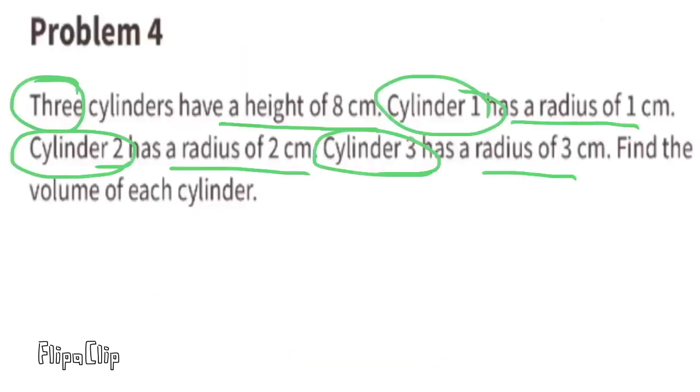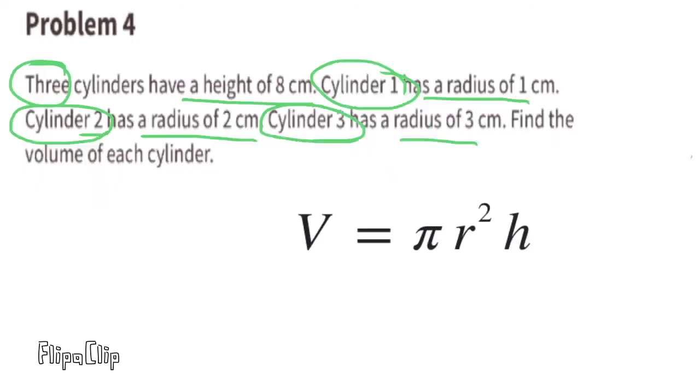Problem number 4. 3 cylinders have a height of 8 centimeters. Cylinder 1 has a radius of 1 centimeter. Cylinder 2 has a radius of 2 centimeters. And cylinder 3 has a radius of 3 centimeters. Find the volume of each cylinder.